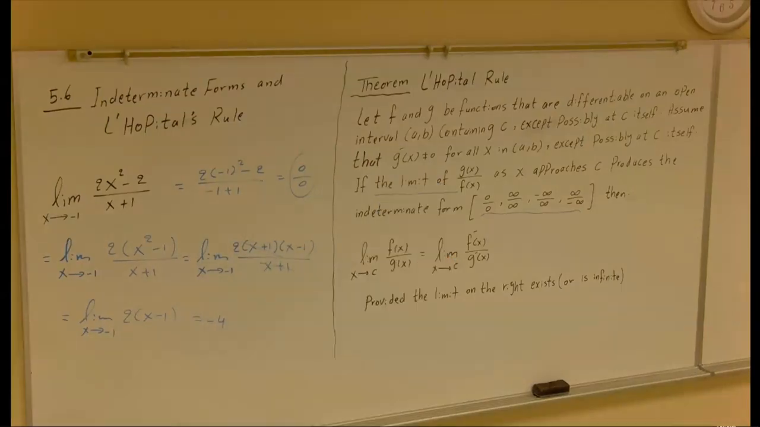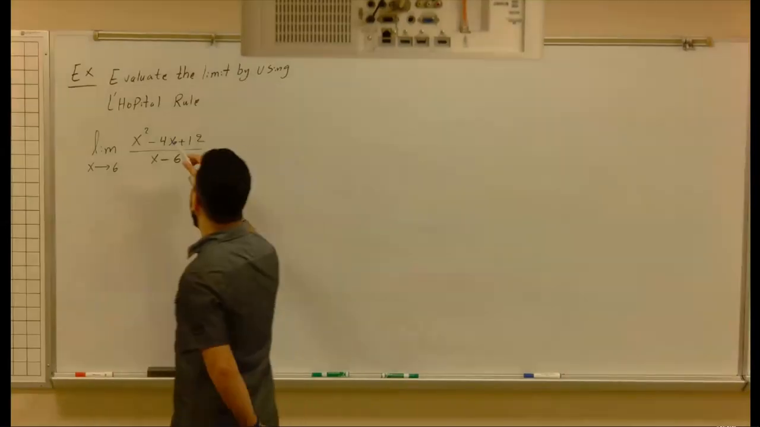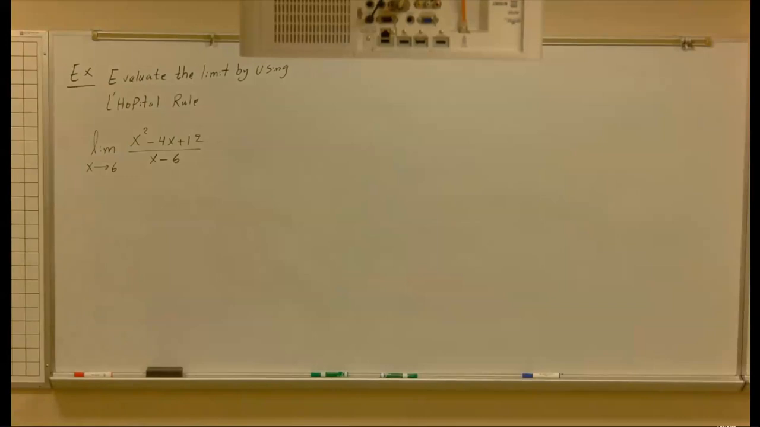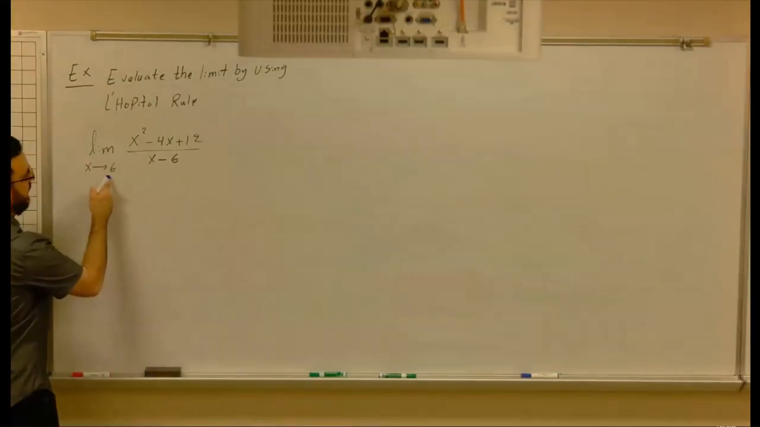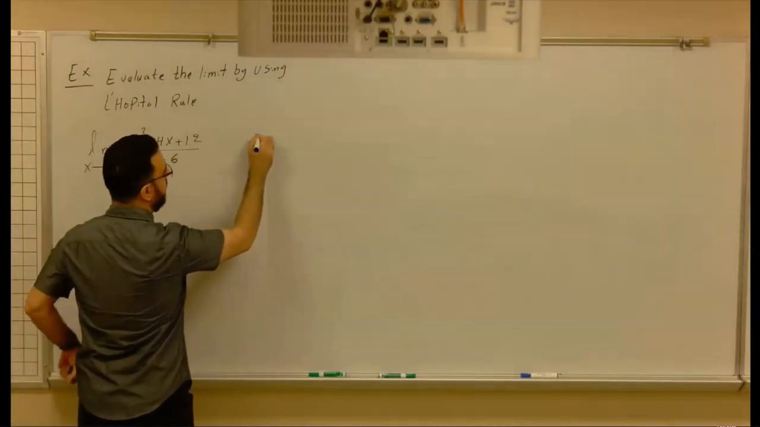So the first thing, you have to check the limit. If you look at this example, they're telling you to use L'Hopital's rule, but sometimes they're not going to tell you to use L'Hopital's rule because it's up to you. So I need to check, is that an indeterminate form? What I'm going to do, I'm going to plug in 6. If you plug in 6 here, it's going to be 36.